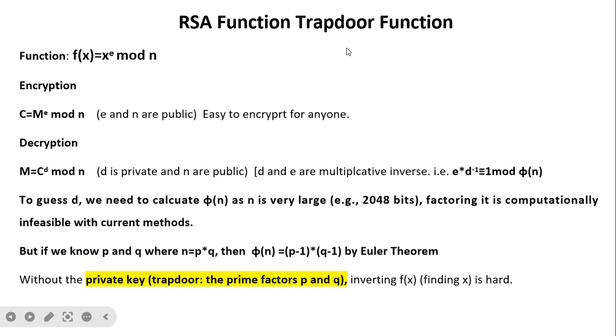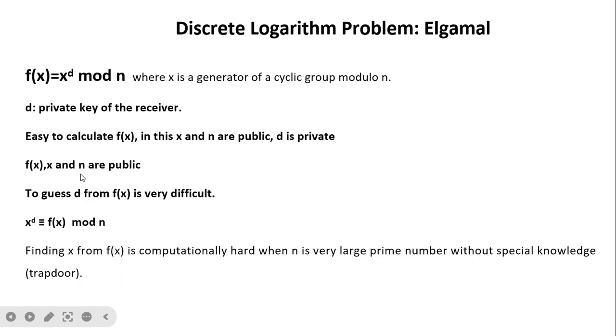So the trapdoor is nothing but the factoring of the large number, but factoring of the large number is not possible in polynomial time. So without the private key, that is, the trapdoor, which is nothing but the prime factors p and q, inverting f of x, that is finding the d, is very difficult.